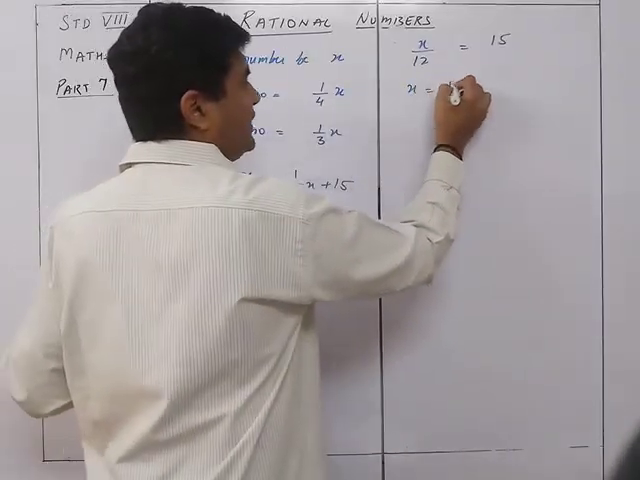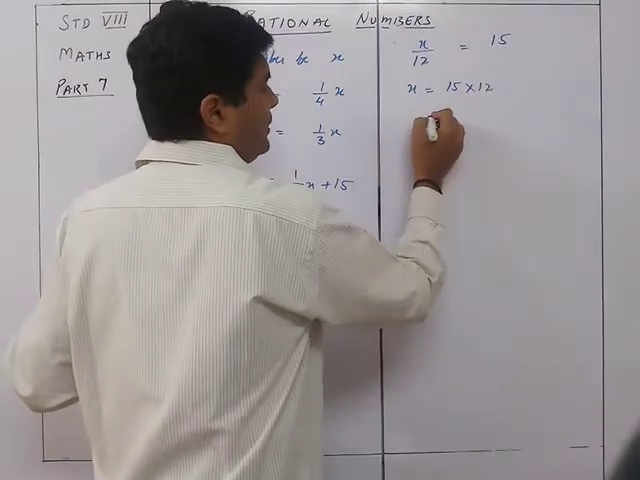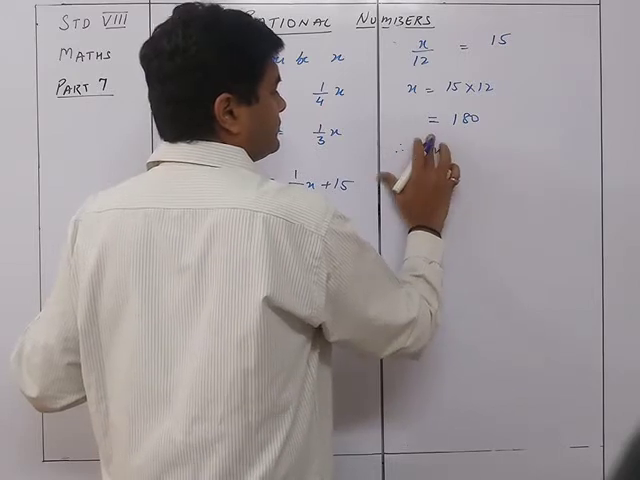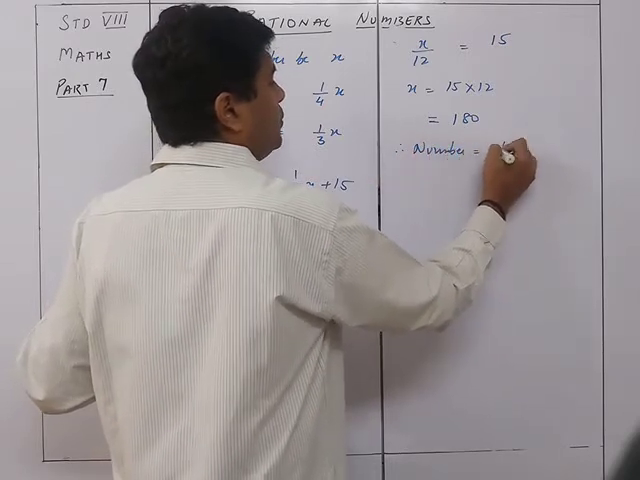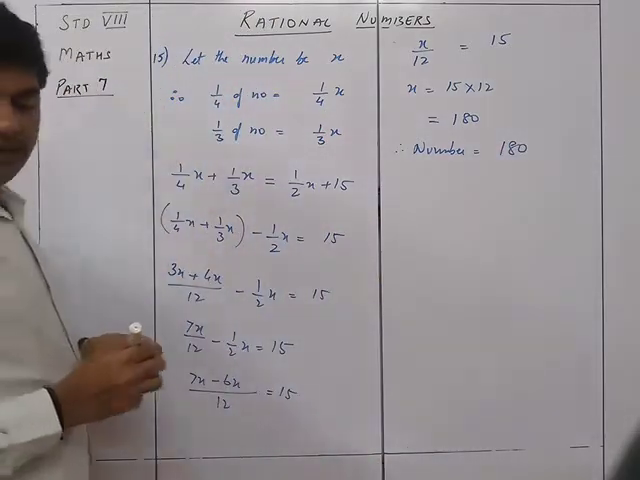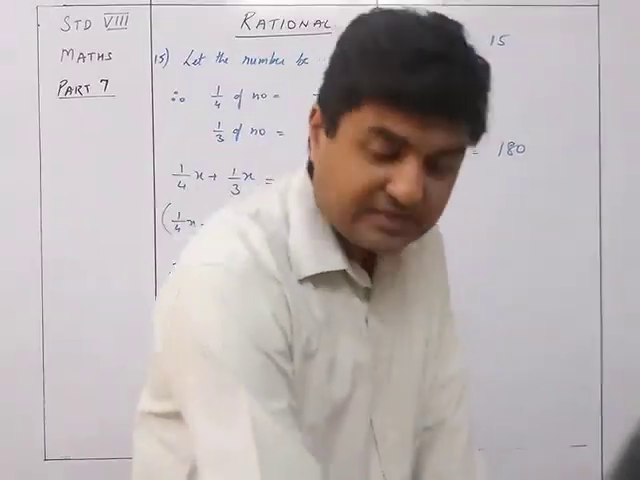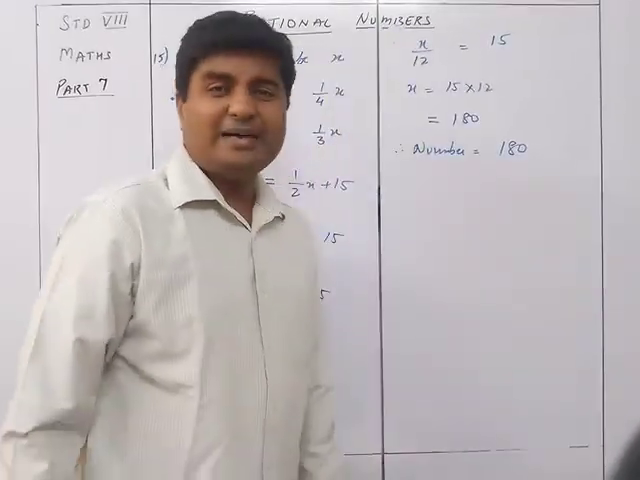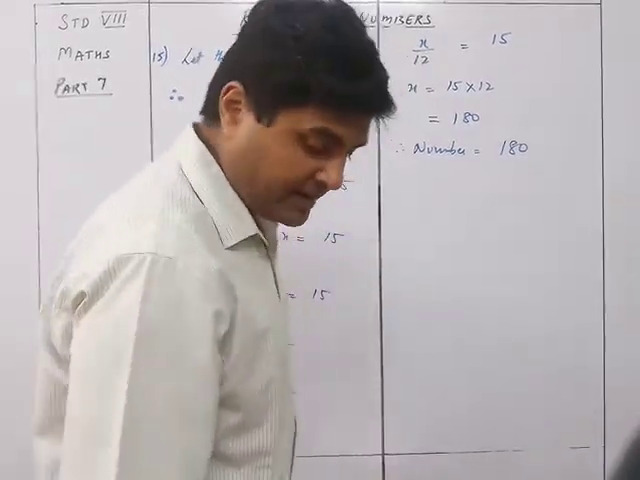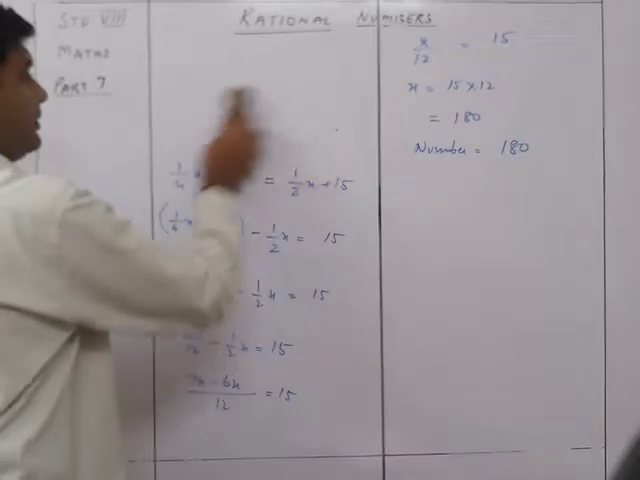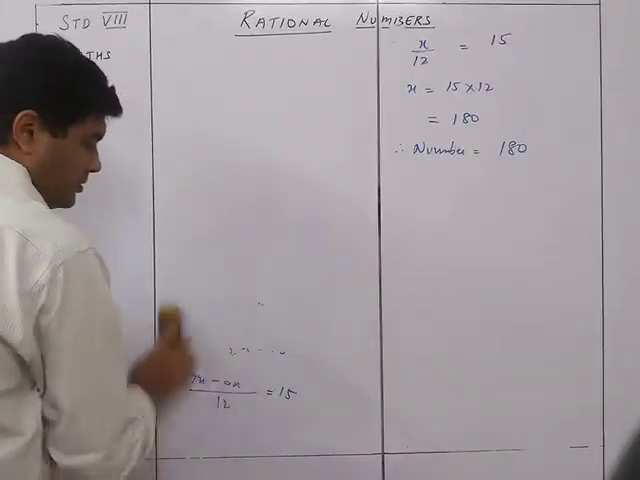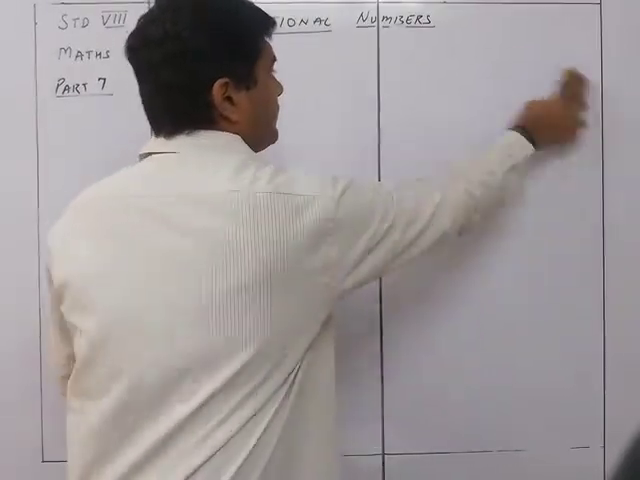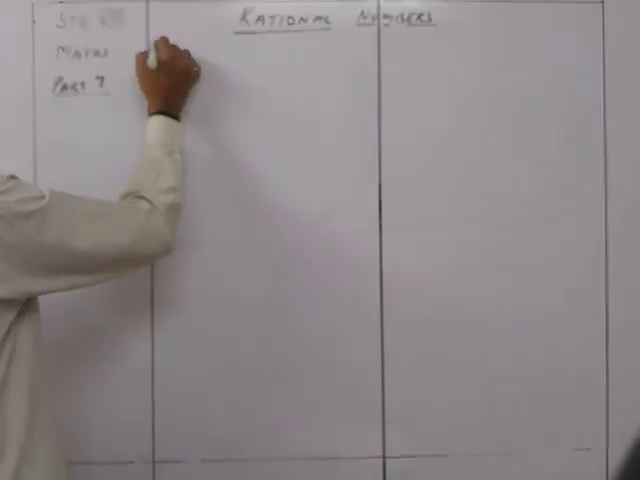Therefore, x is equals to 15 into 12, which is 180. Therefore, the number is equals to 180. Okay, so the number we needed to find is 180. That's sum number 15. We move on to the last sum of this exercise, and also of the chapter, that is sum number 16.